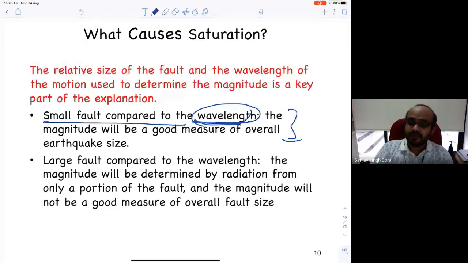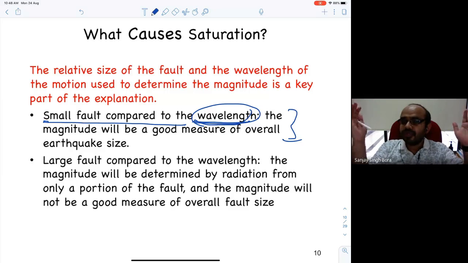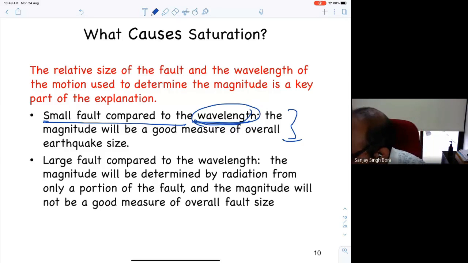But when the fault has become very big in comparison to the wavelength which you are using to measure the size, you will not be able to see the complete fault. What you will see is only a portion of the fault. So that's why they underestimate. The actual fault size is 100 kilometers by 30 kilometers, but your wavelength is giving you a size of, for example, 70 or 80 kilometers because of this issue. That is how it is physically, from the concept of optics.